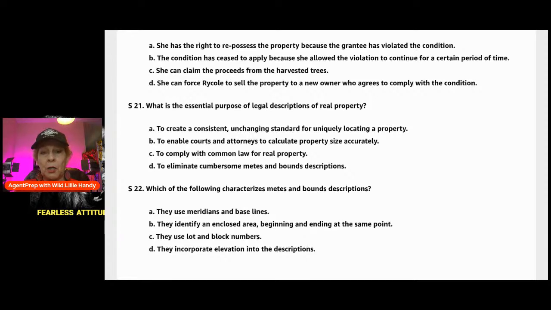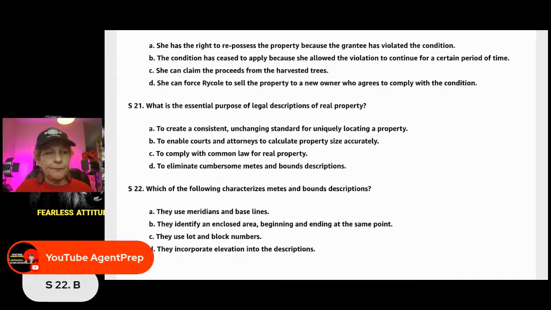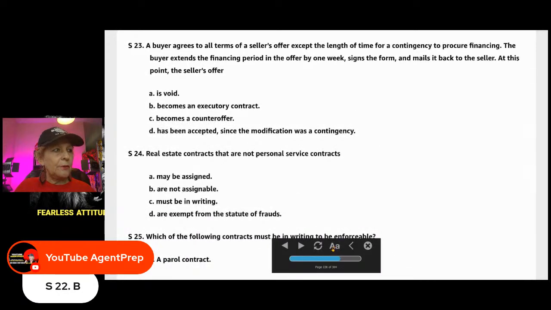So they use markers. It could be metal stakes. It could be wooden stakes. It could be flags. And that is a point of identification of where it starts. And then they put one on every corner. If the property is curved, right, then they have percentages that they include in the metes and bounds descriptions by degrees. But yes, it starts at one point and ends at the same point. Very good. Number 23.